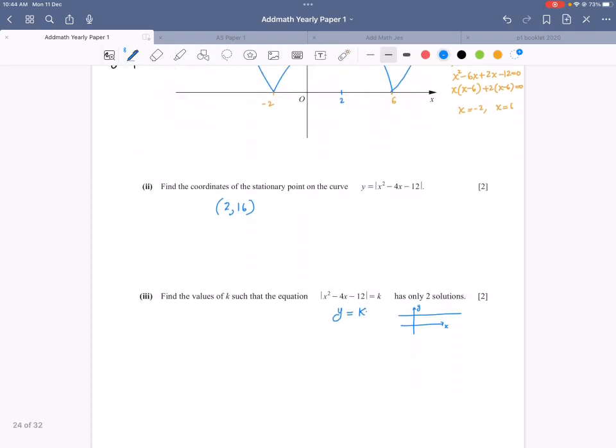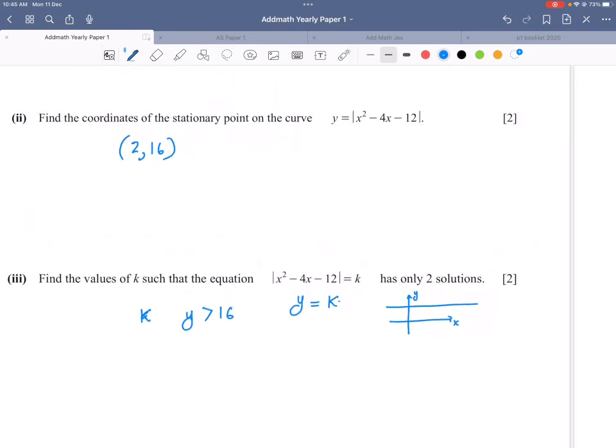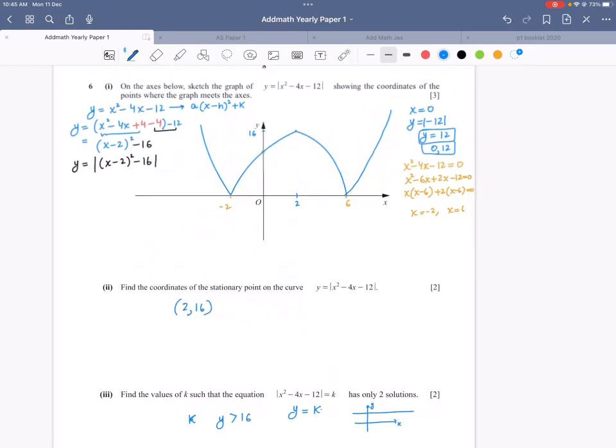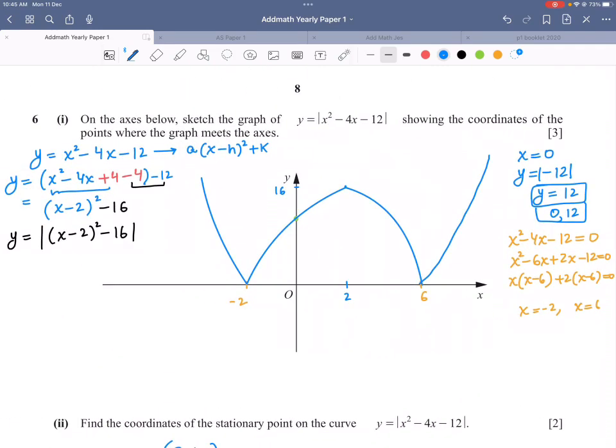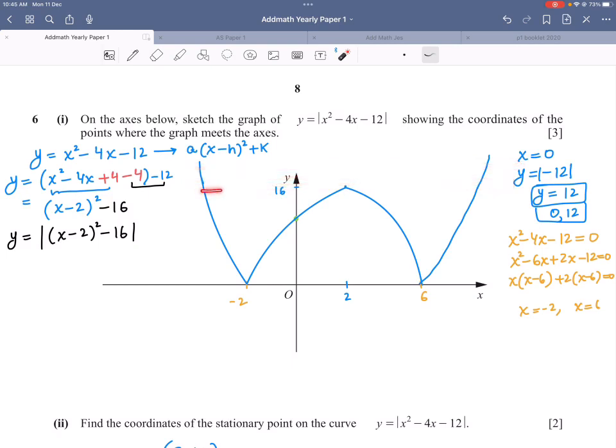So what can we conclude? We can say that when k, or y, when I first relate it with y, when y is greater than 16, the curve will always have 2 solutions. And how is it possible? Look here. Let's say if I draw the line here, it has 2 solutions, line here, it has 2 solutions, line here, it has 2 solutions. But when the line is tangent, it has 3 solutions, right?